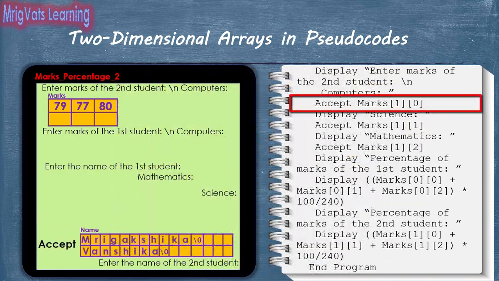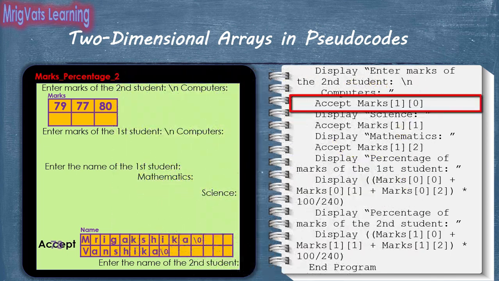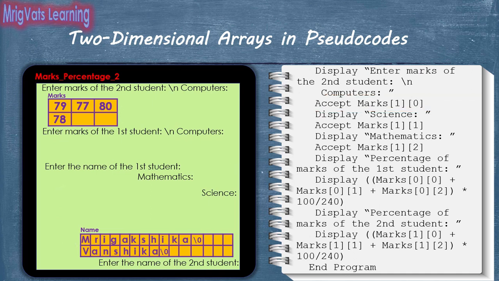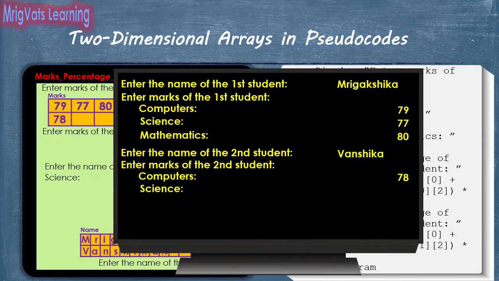When the accept statement is run, the program waits for the user to enter a value. As soon as the user enters a value such as 78, the accept statement takes it as an input and stores the value in the first element of the second row of the marks array. When the next display statement is run, the program writes the science text in the memory allocated for the program. The display statement takes the text as an input and displays it on the virtual display board.